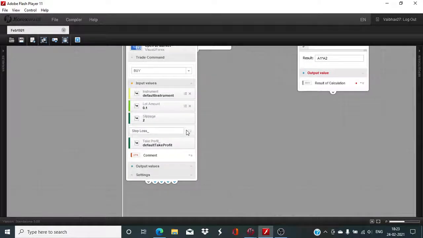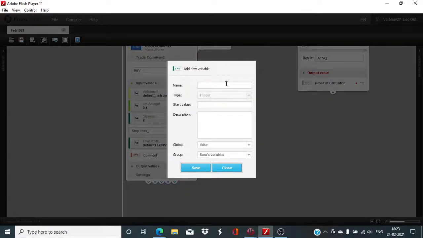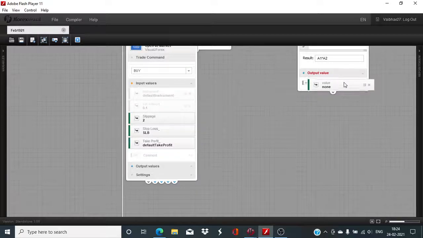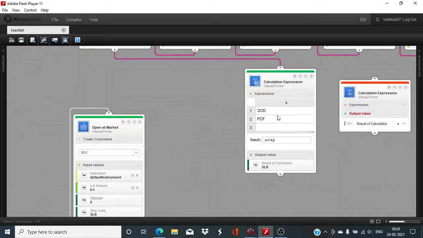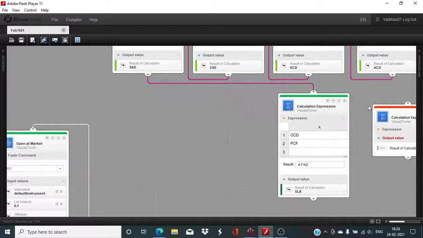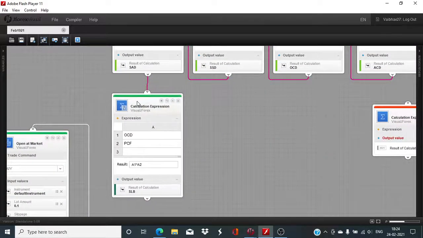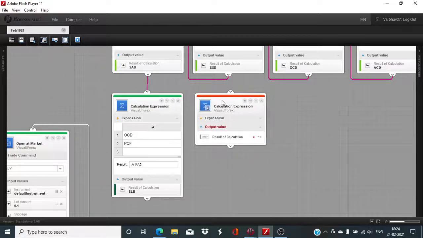and here we will create a new variable named SL buy side, and its value will be derived from this calculation. Profit is going to be double.